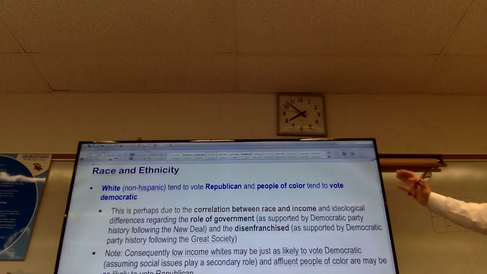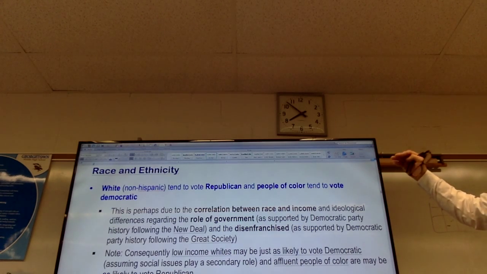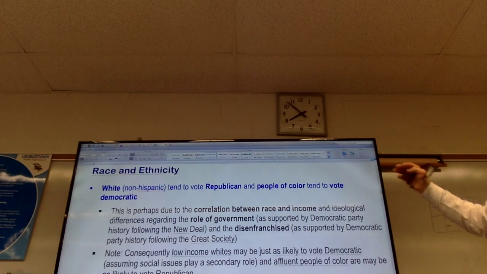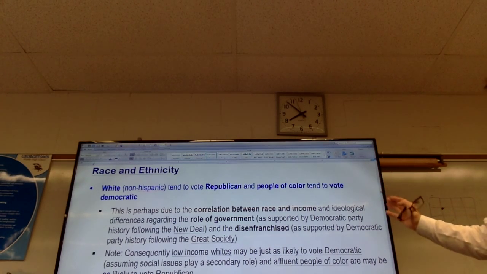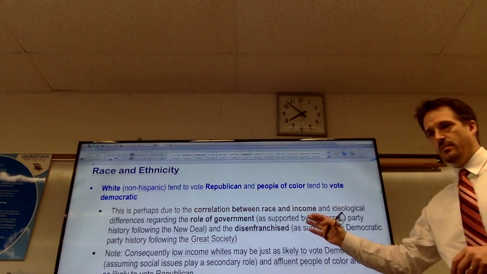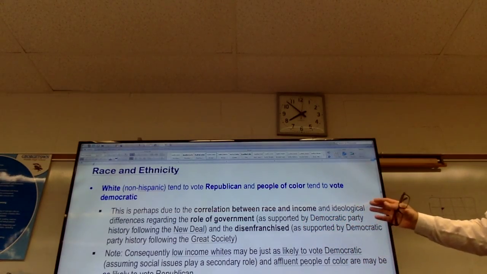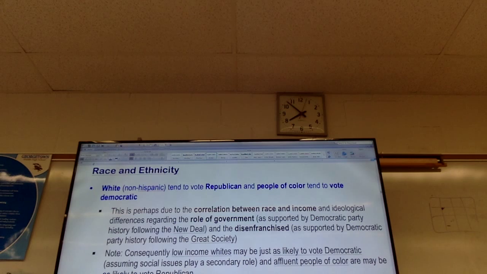So at any rate, this explains in part why the people of color would identify with the Democratic Party from the New Deal, creating a lot of the entitlement programs, from the Great Society, creating a lot of the programs that tried to use government as an agent of change and to promote equity.